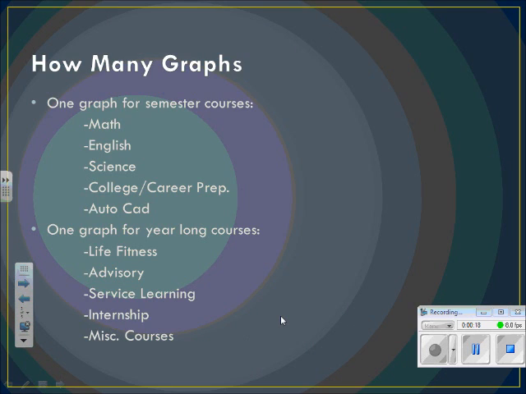First step is how many graphs are you going to need for your grades? You will need one graph for your semester courses, and that's math, English, science, college career prep, AutoCAD, and one graph for your year-long courses, life fitness, advisory, service learning, internship, and miscellaneous courses.